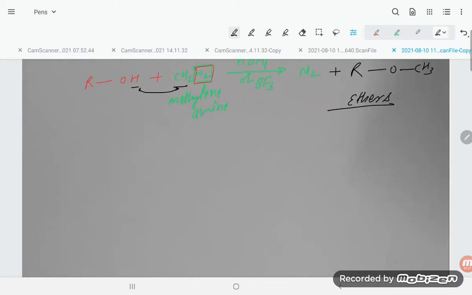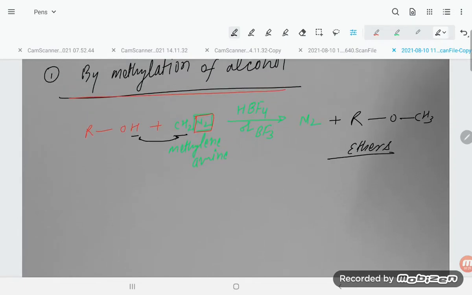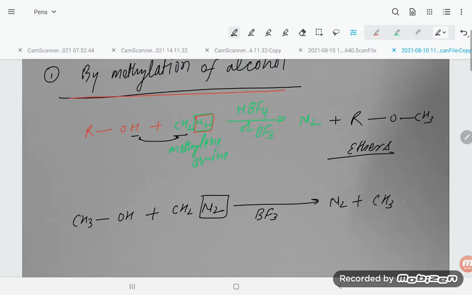Now let us have a look at an example. Suppose we have CH3OH and we treat it with CH2N2 in the presence of BF3. N2 gets removed, and what is left is CH3OCH3. That is dimethyl ether. This is what we get, dimethyl ether.